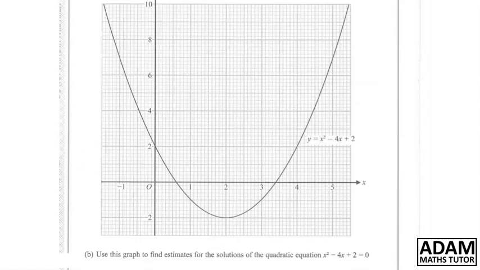Part B, use this graph to find estimates for the solutions of this quadratic equation, x squared minus 4x plus 2. And the solutions when it's equal to 0 would be where it crosses the axes, the x-axis when y is 0. So where it crosses these points here. And there's normally a boundary given for these answers, but it looks like my solutions would be around x equals 0.6 and x equals 3.4.